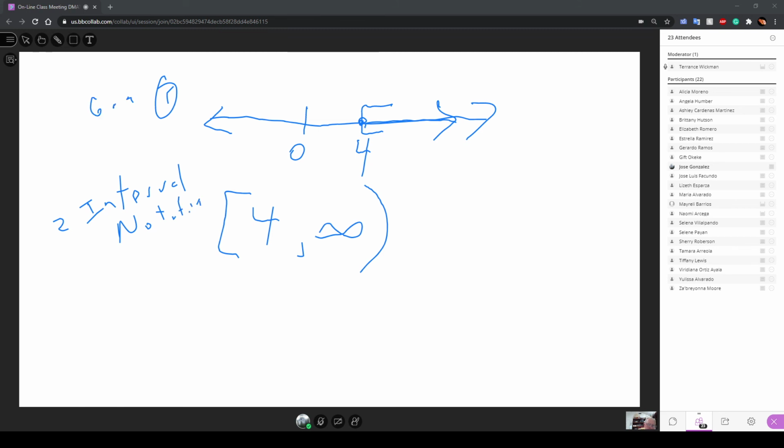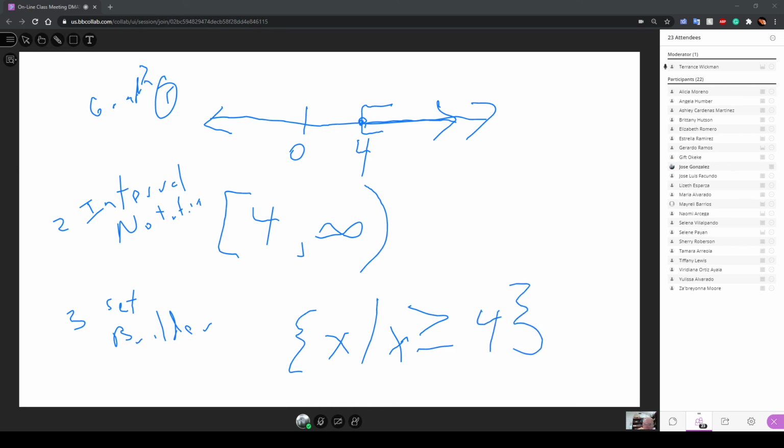This is graph. I don't need to really write that down, everybody sees that. And then finally, you have set builder notation. Now, set builder starts out with a thing like this. It says all x such that x is greater than or equal to 4. So this is the 3 ways of showing the solution.